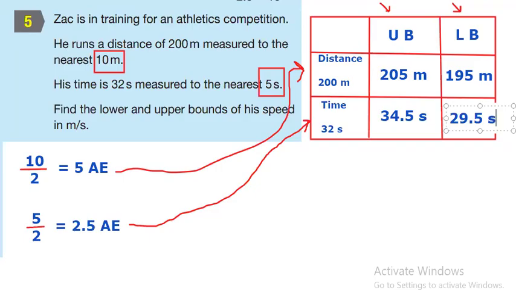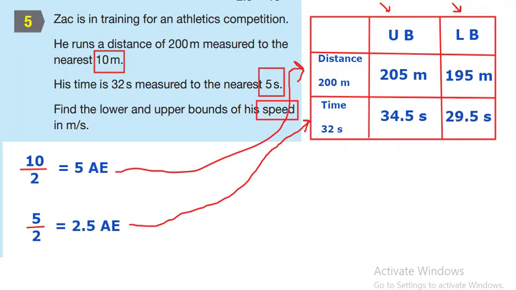29.5 seconds. And this is the lower bound of the time. Now we have the upper bound of the distance and time, and we have the lower bound of distance and time. Now we come to the last part, which is what? Very good. Finding the upper and lower bound of the speed. Finding the upper and lower bound of the speed using these numbers.